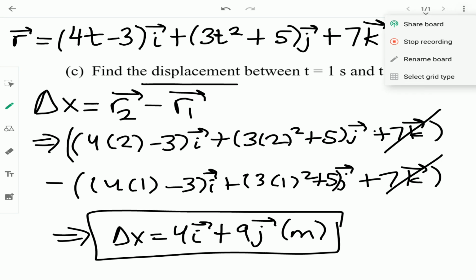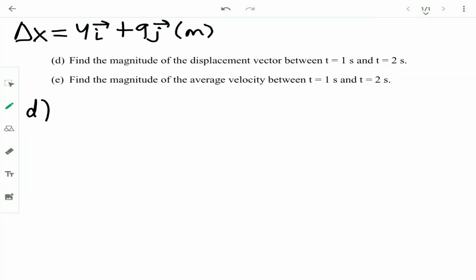So for parts D and E, we'll be using the same given from part C, which is this displacement vector 4i plus 9j. Let's read them both. Part D says, find the magnitude of the displacement vector between time 1 and 2 seconds. And part E says, find the magnitude of the average velocity between time 1 and 2 seconds. So I'll wait for a few seconds, all of you can solve, and then we'll check together.